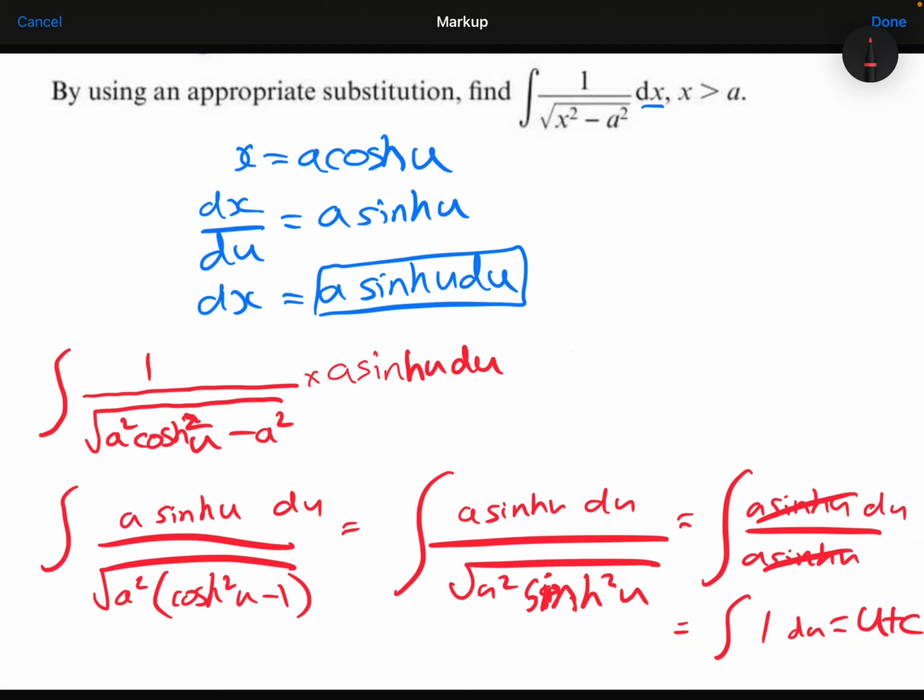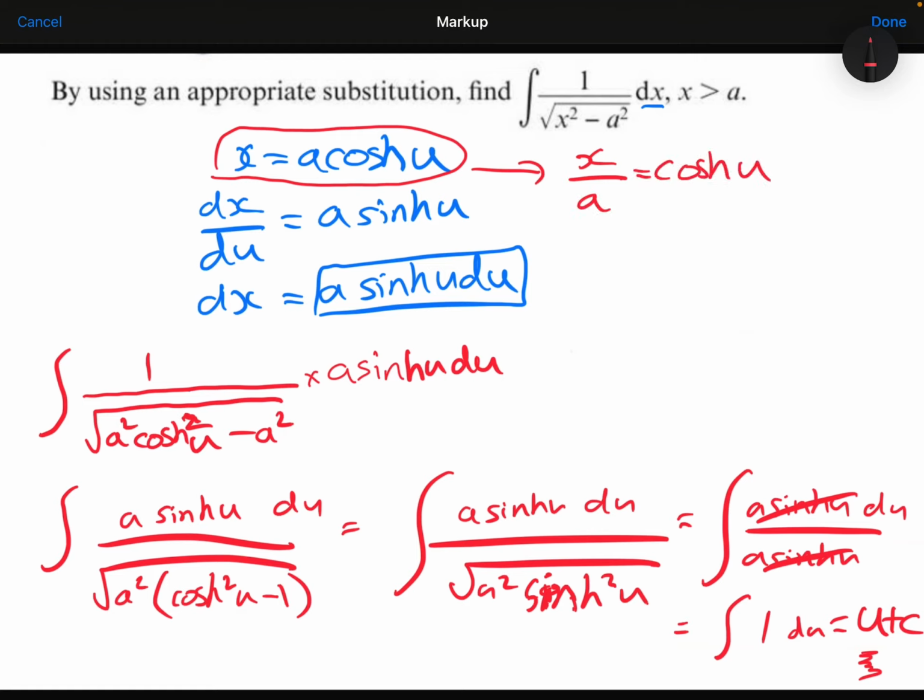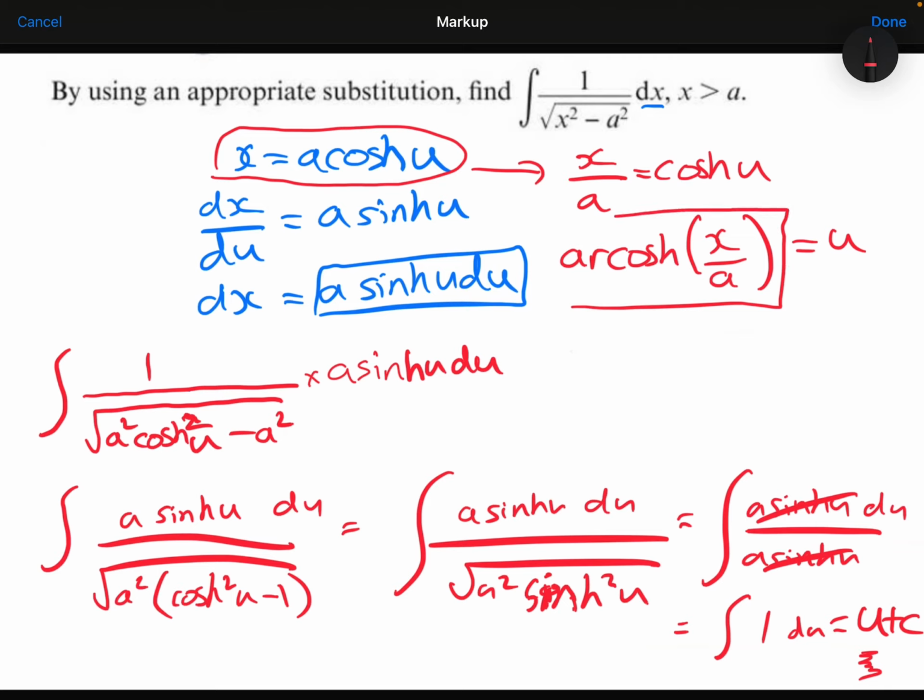I now need to remember that I can't leave my answer in terms of u. I need to swap it back to be in terms of x. So I'm coming back to my substitution here, and I want to make u the subject. So I'll divide both sides by a, and now do arcosh of both sides. And so the answer to my integral, instead of u, it's arcosh x over a. That is the answer to this integral.